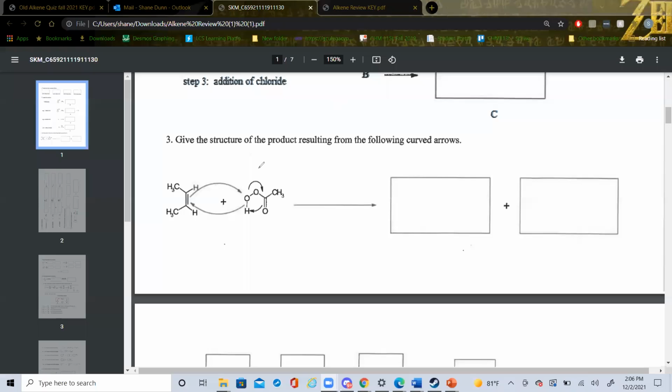Here, number 3, we're going to be following some curved arrows. There are 2 boxes. Whenever there are 2 boxes in your classes on your exam, it either means we're going to be making a racemic mixture, or we are going to be making 2 different compounds. In this case, we're going to be making 2 different compounds. So we have arrows 1, 2, 3, 4.